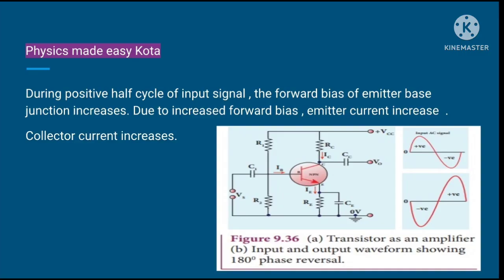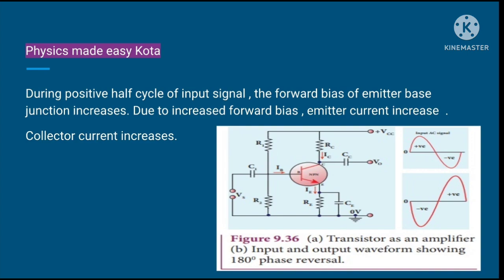If the emitter current increases, as the emitter current is a combination of the collector current and the base current, hence collector current also increases. Therefore the voltage drop across RL also increases. So the collector voltage decreases because of this, since the collector is connected to the positive terminal of the battery. A decrease in voltage means the collector voltage becomes less positive, and in other words an amplified negative signal is obtained across the output.